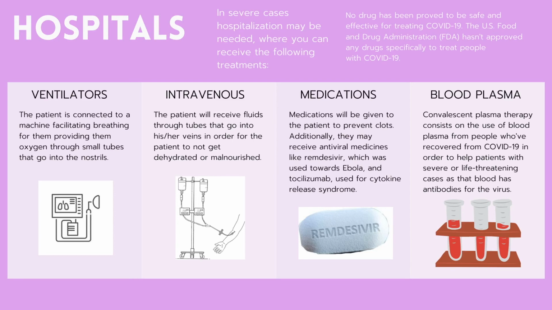Additionally, they may receive antiviral medicines like remdesivir, which was used towards Ebola, and tocilizumab, used for cytokine release syndrome. Another treatment can be blood plasma. Convalescent plasma therapy consists of the use of blood plasma from people who've recovered from COVID-19 in order to help patients with severe or life-threatening cases, as the blood has antibodies from the virus. No drug has been proved to be safe and effective for treating COVID-19.